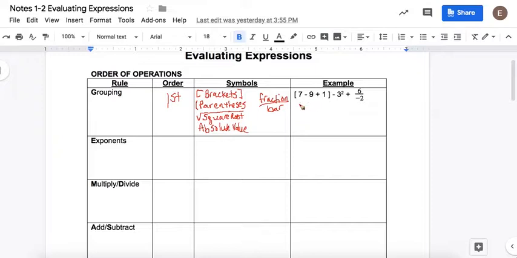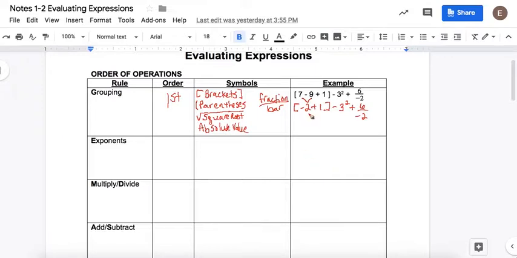So let's look at our first grouping symbol, and you see brackets here, so we need to follow order of operations in the brackets, which is add or subtract from left to right. So I'm going to do the 7 minus 9, and 7 minus 9 is negative 2, plus 1, and I'm going to close the brackets, minus 3 squared plus 6 divided by negative 2.